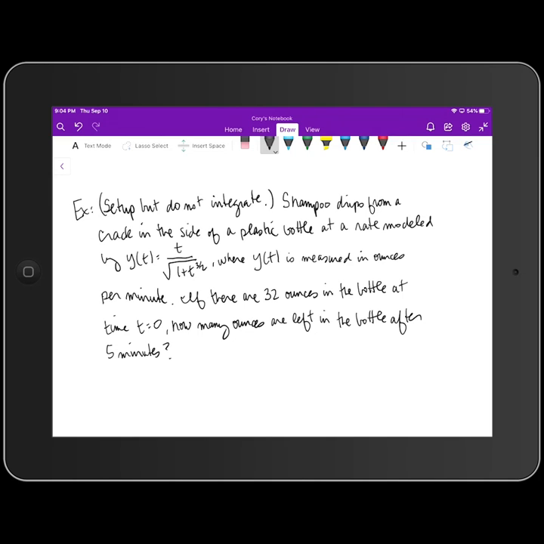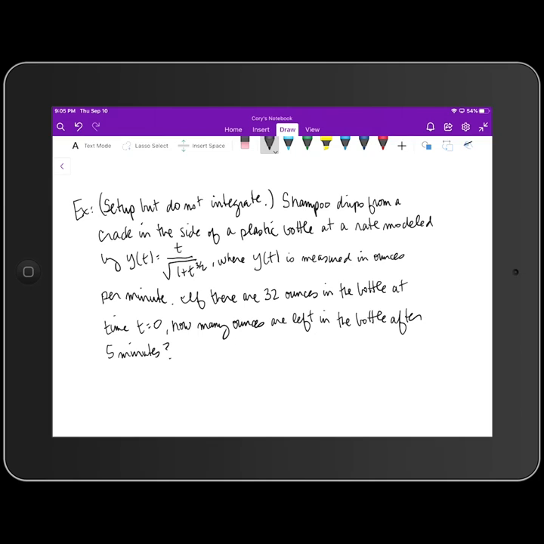So the problem itself says that shampoo drips from a crack in the side of a plastic bottle at a rate modeled by the function y of t, which is equal to t divided by the square root of 1 plus t raised to the 3/2 power, where y of t is measured in ounces per minute. Then if there are 32 ounces in the bottle at time t is equal to 0, a question asks how many ounces are left in the bottle after 5 minutes.